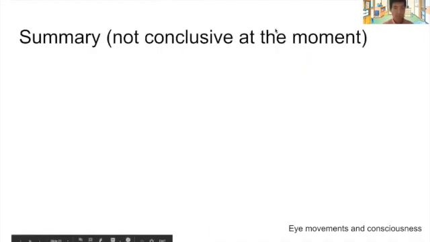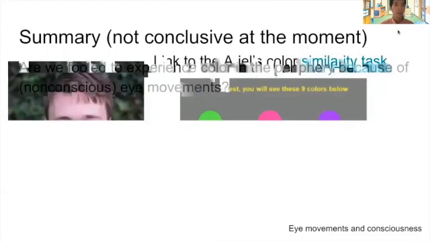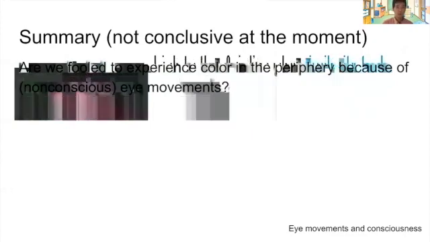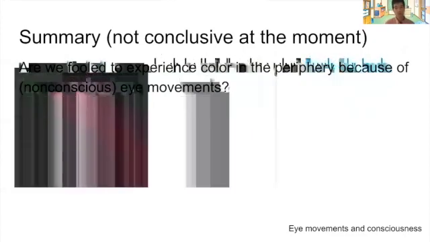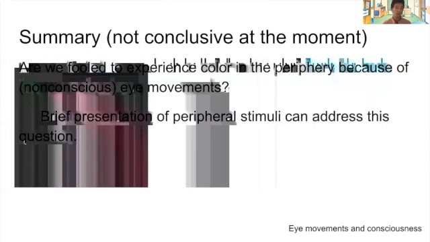Okay, so then the summary, which is not conclusive at the moment because, as I said, this is still a controversial topic. We may be fooled about the experience of color in the periphery because of non-conscious eye movements, and most likely brief presentation of peripheral stimuli can address this question, and your own experience and your own judgment will matter. And then let's see whether that's going to be either similar or different at the fovea or periphery.